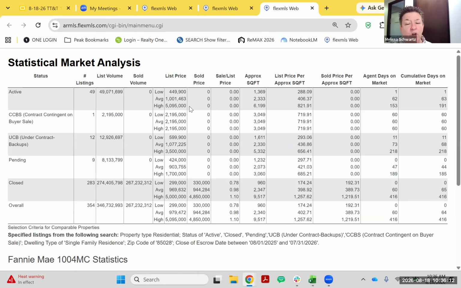Because if you look at the closed, I don't know how many on that high end we're looking at, but 6 million or it's a $5 million and 9,500 square feet, 9,500 square feet sat on the market almost a year and a half, 416 days, right? Same thing for overall, that's going to be her high. So let's actually go back.